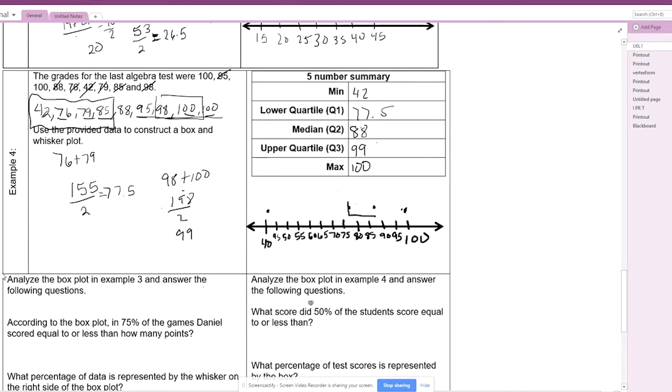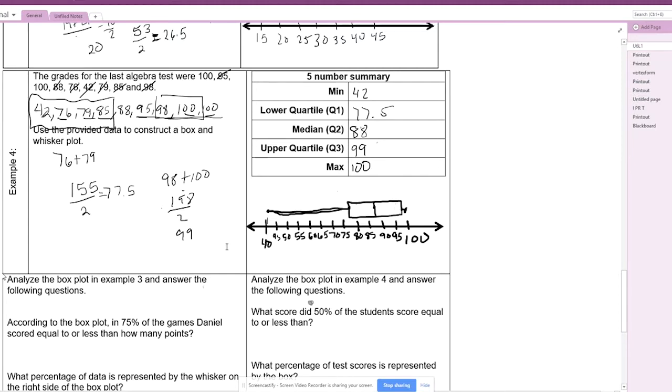We're going to box our middle 3 points together. Oops. Let me undo that. And box our middle 3 points together. And then draw a line. And then we have our whiskers. Now this whisker up top, between 99 and 100, is going to be pretty short because there's not much difference, but that's our box and whisker.